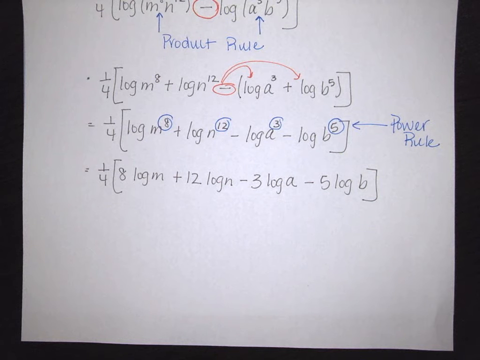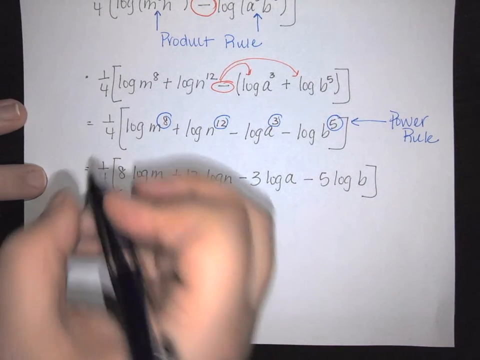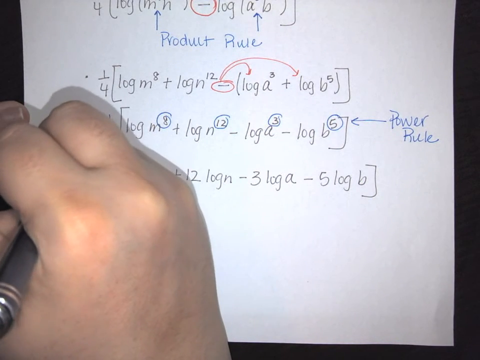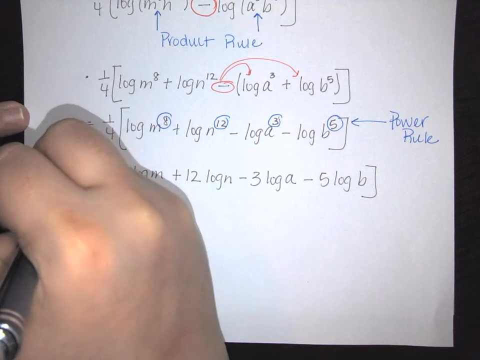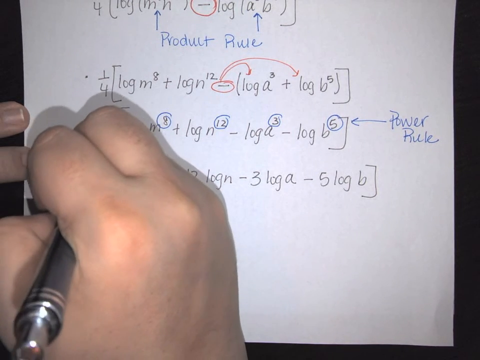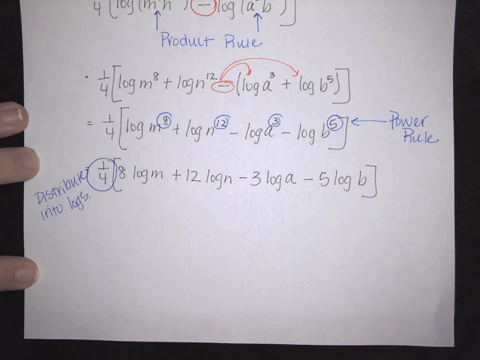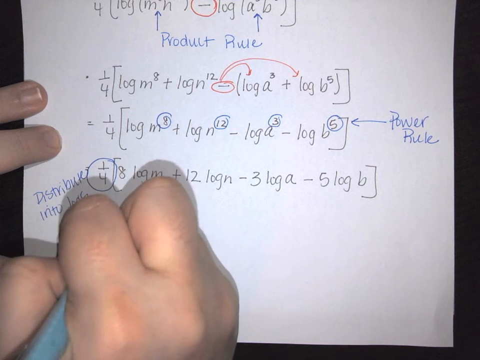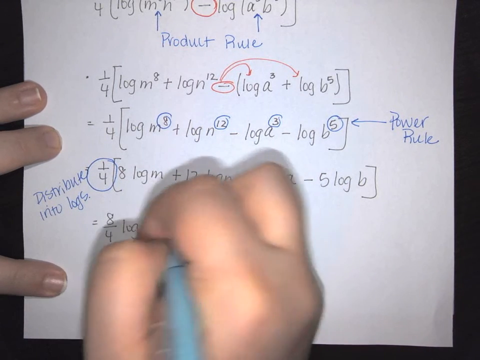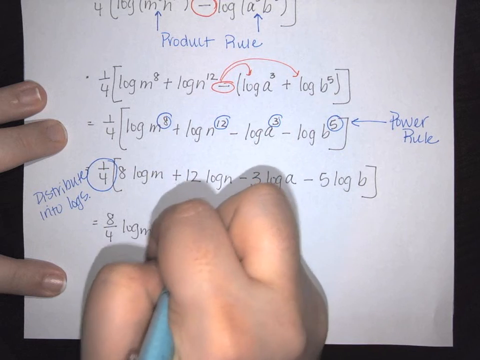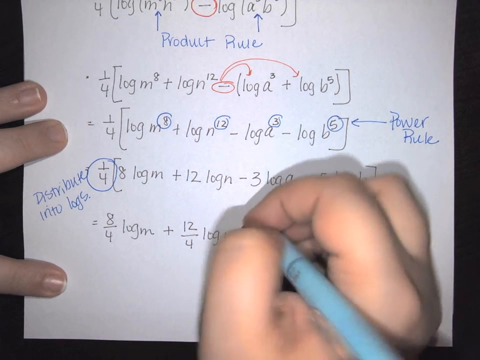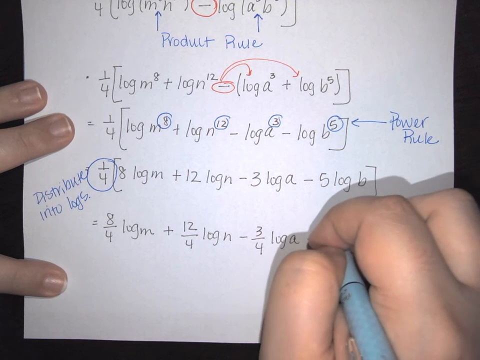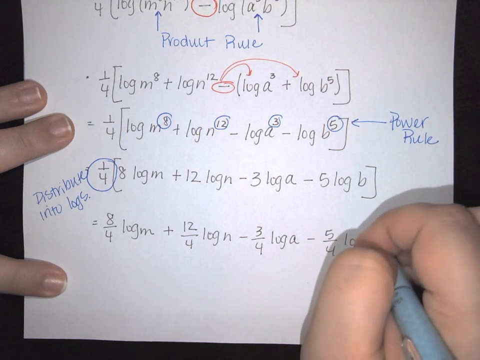The very last thing that we need to do here is we need to take this number on the outside and we need to distribute into my logs. And so here what's going to happen is the 1/4 is going to distribute over. So this is now going to be 8/4 the log of m plus 12/4 log of n minus 3/4 log of a minus 5/4 log of b.